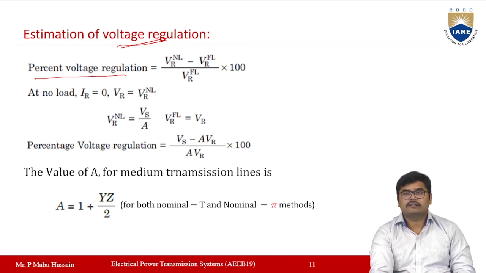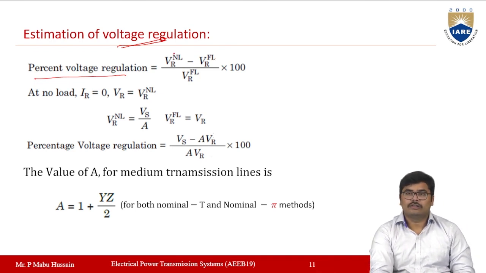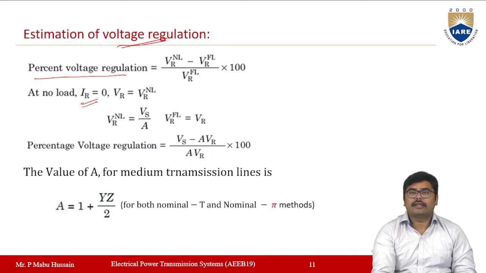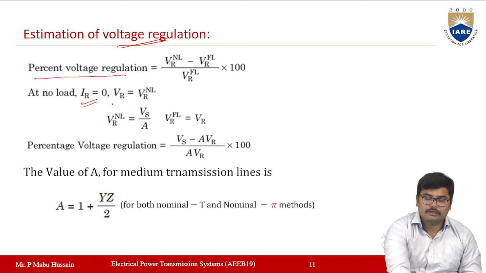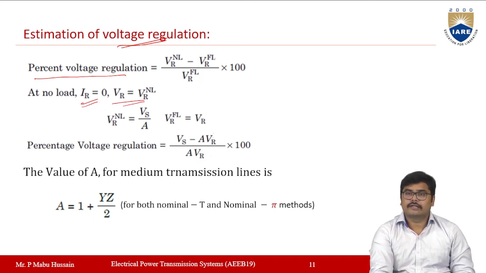The percentage voltage regulation equation: voltage regulation is the change in voltage from no load to full load at the receiving end. To express it as a percentage, you represent it as (VRNL minus VRFL) by VRFL into 100. VRNL is the receiving end voltage under no load, and VRFL is the receiving end voltage under full load. Under no load condition, the current IR will be 0, so the receiving end voltage VR is called VRNL.